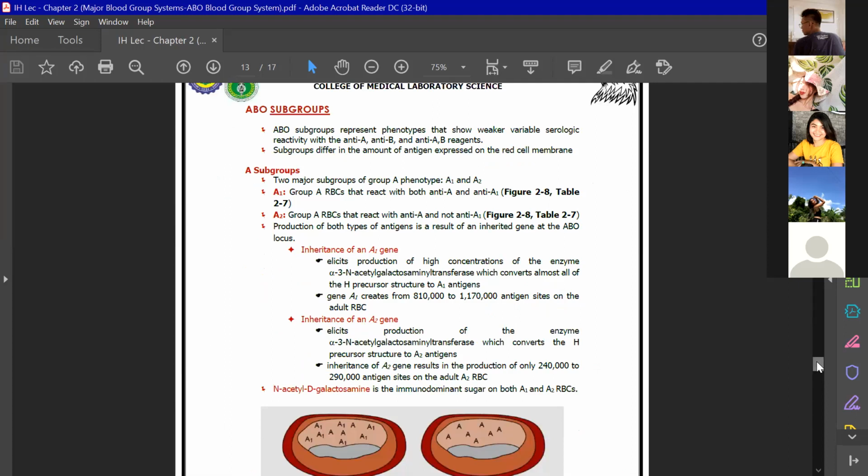So what differentiates your A1 from your A2 phenotype is that you test the red cells with your anti-A1 lectin, and the source of your anti-A1 lectin, again, is the seed extract of Dolichos biflorus. A1 reacts with both your anti-A and your anti-A1, but A2 reacts only with your anti-A and not with your anti-A1. The production of both types of antigens is a result of your inherited gene at an ABO locus.